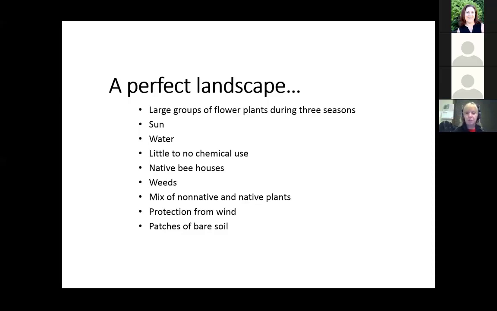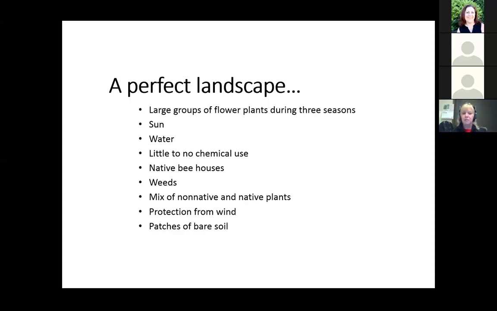Little or no chemical use is really just to ensure that the food that they're feeding on is not contaminated, and they're not bringing back contaminants into either the hive or to their own nest if they're solitary. And so really just the less that you can use, the better.